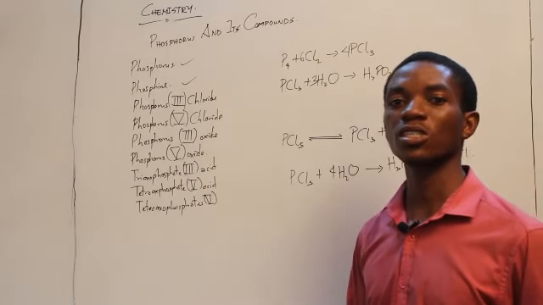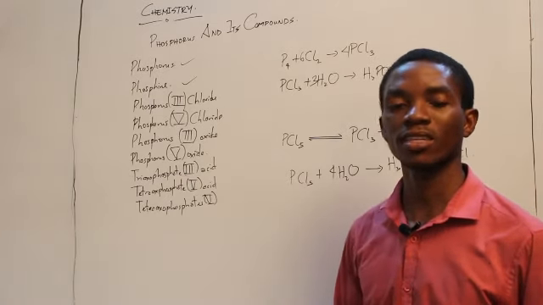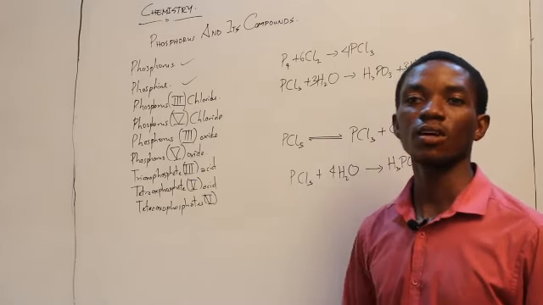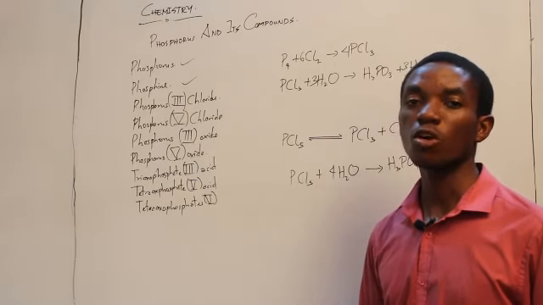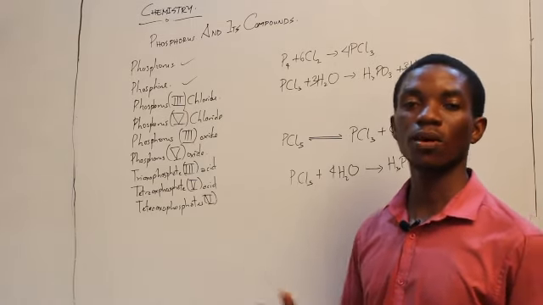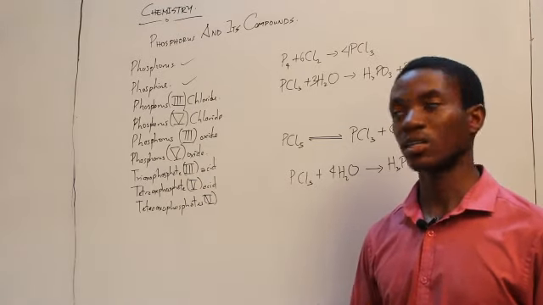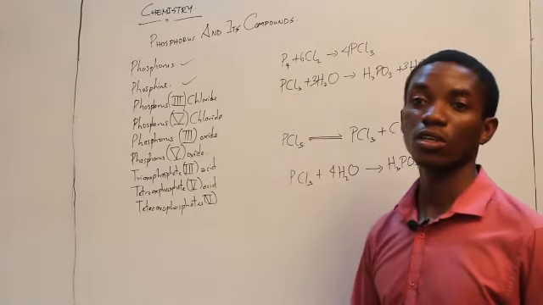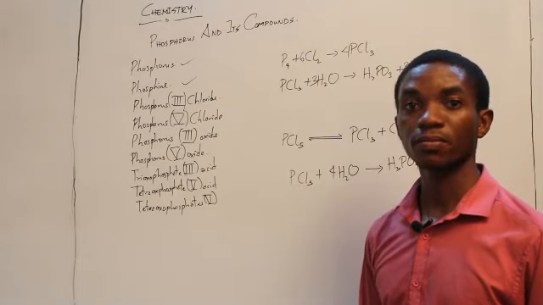Another obvious reaction is the reaction with alkyls and alkynes. Basically, in organic chemistry, we use it for testing compounds. That's the phosphorus 3 chloride.